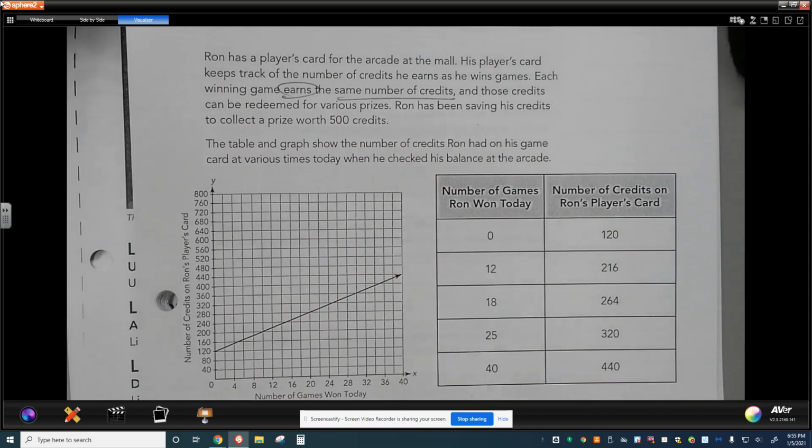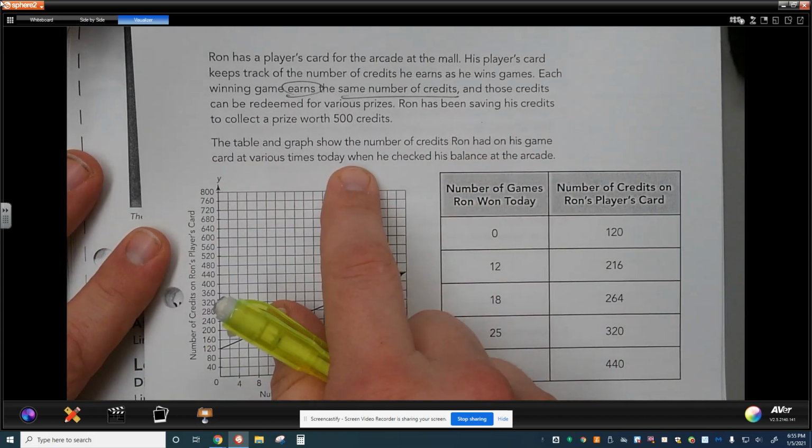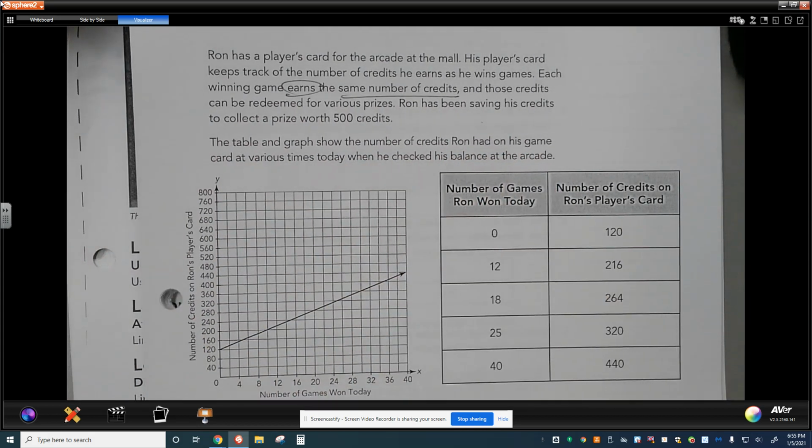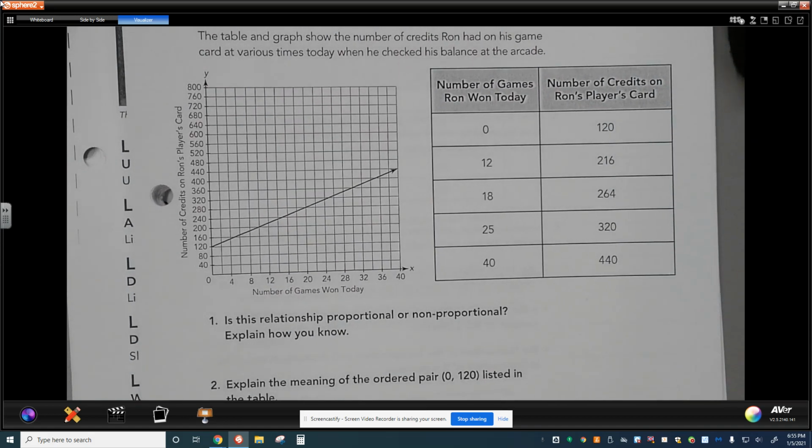The table and the graph show the exact same information. It shows the number of credits Ron had on his game card at various times in the day when he checked his balance throughout the day. Question, the very first thing we need to ask is going back to proportional or non-proportional.